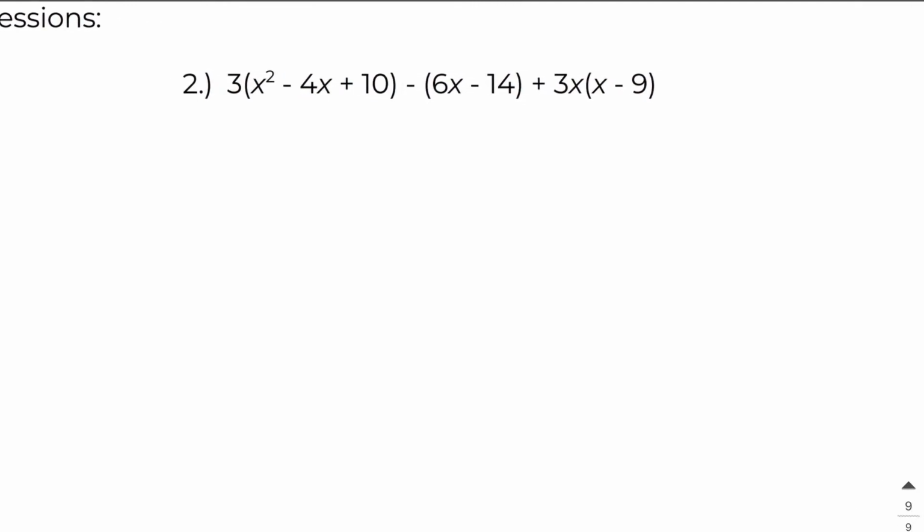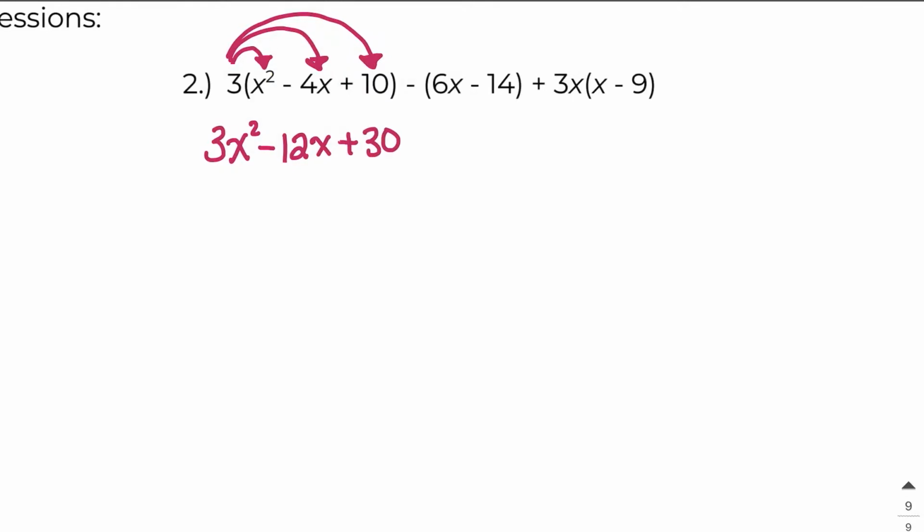So the first thing I see here is this 3 on the outside right here. So I'm going to distribute this 3 through. So 3 times x squared is 3x squared. I'm going to continue distributing this 3 through. So 3 times negative 4 is negative 12. And then 3 times negative 4x is negative 12x. And then I'm going to distribute the 3 through to the 10, and 3 times 10 is positive 30.